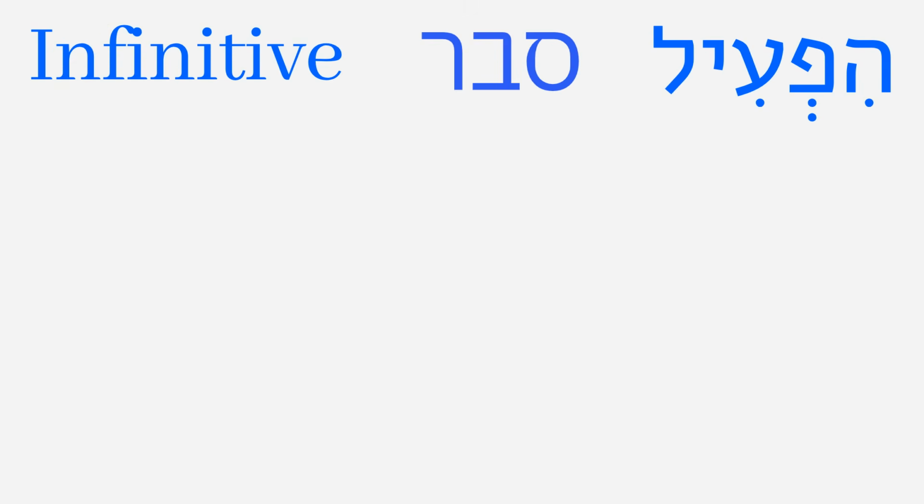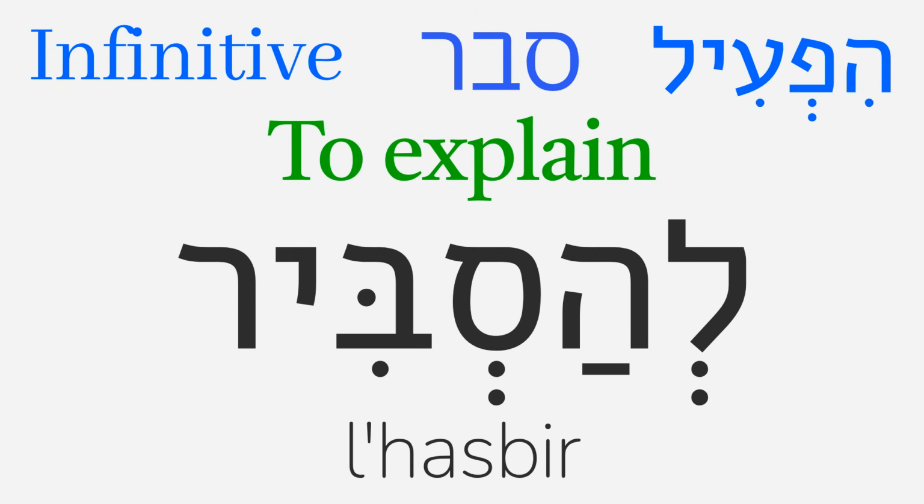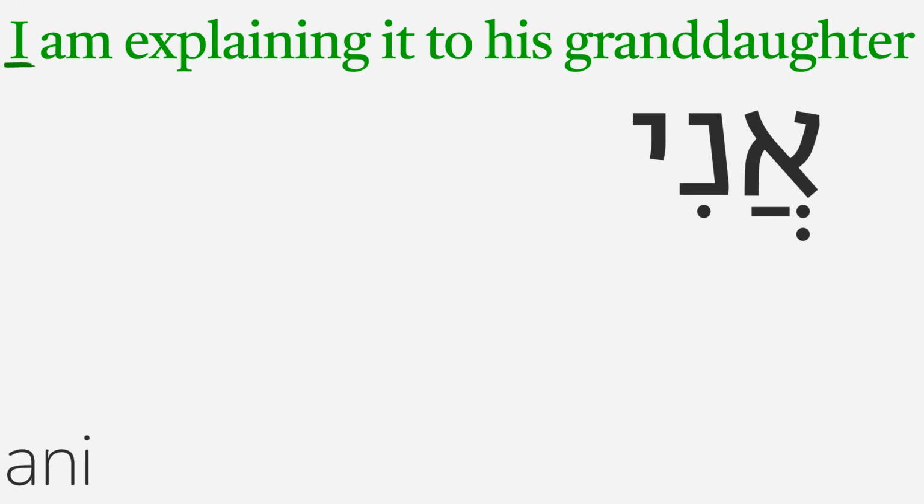Let's learn a new Hifil verb from the root samech bet resh. The infinitive is lahasbir, which means to explain. Let's make a couple sentences with this verb, starting with I am explaining it to his granddaughter, where the I is a woman. I is ani, and the verb am explaining is in the present tense.